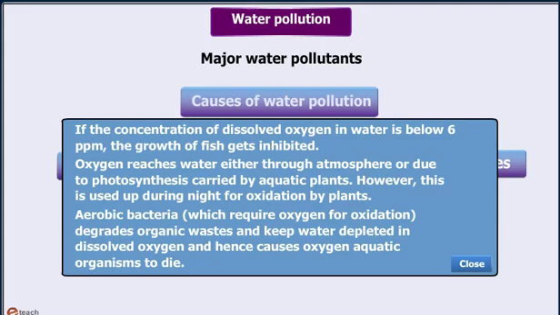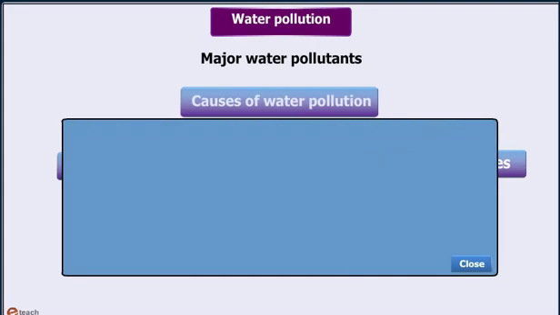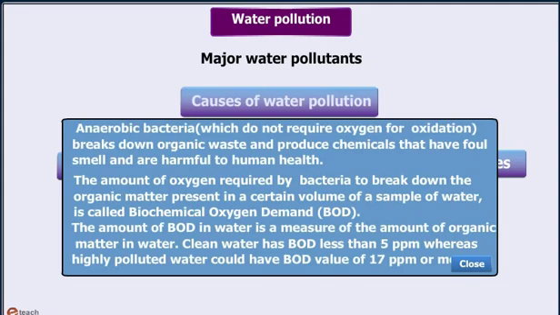Aerobic bacteria, that is, the bacteria which require oxygen for oxidation, degrade organic wastes and keep water depleted in dissolved oxygen and hence cause aquatic organisms to die. Anaerobic bacteria, that is, the bacteria which do not require oxygen for oxidation, break down organic waste and produce chemicals that have a foul smell and are harmful to human health.